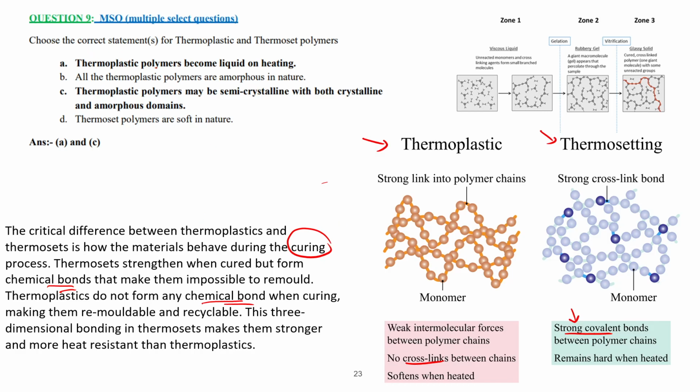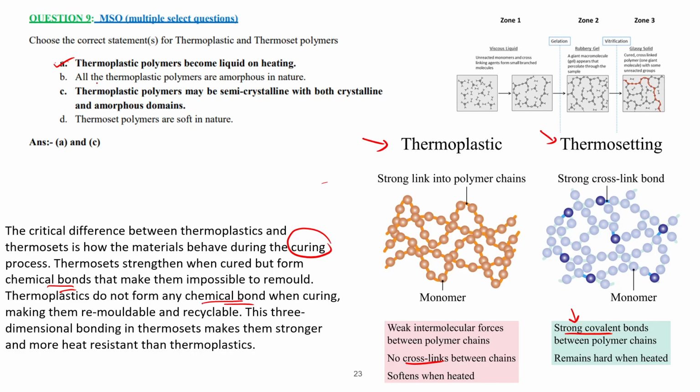Now let's check. Thermoplastics become a liquid on heating, obviously, because it is thermoplastic, not thermosetting. So they are not heat resistant. When heated, they can be liquefied. So this would be one of your options.